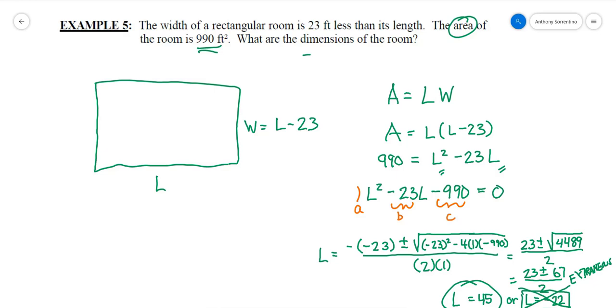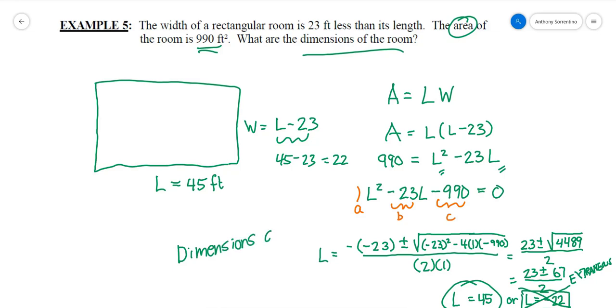So when it asks what are the dimensions of the room, well, I know one of the dimensions is 45 feet, and now I know that this is 45 minus 23, which is 22 feet. So the dimensions of the room are 45 feet by 22 feet.